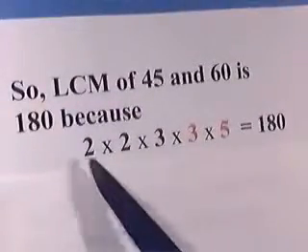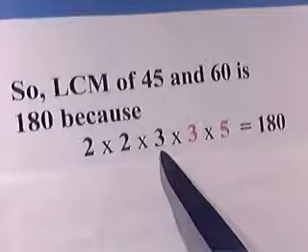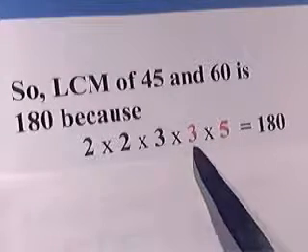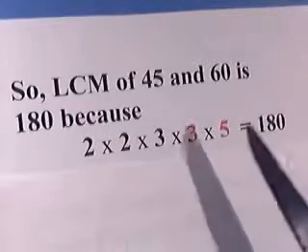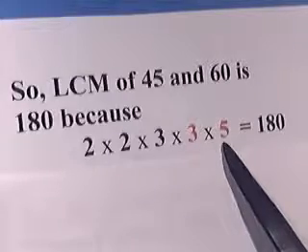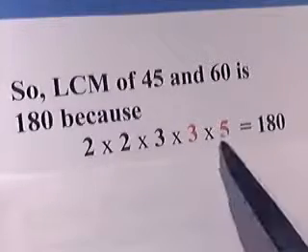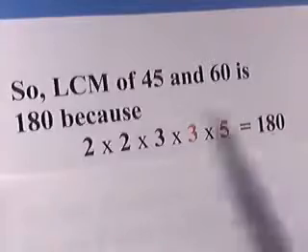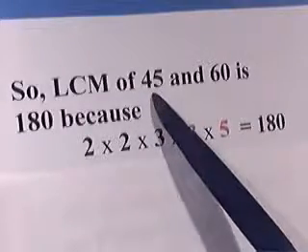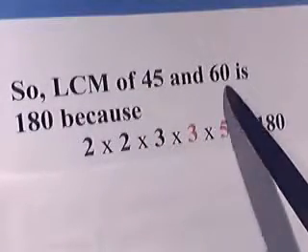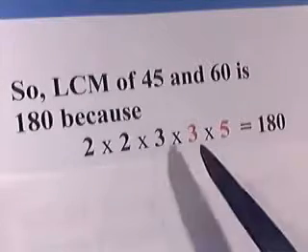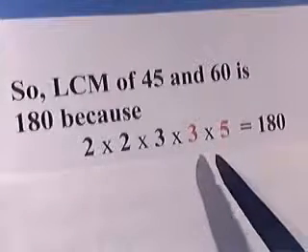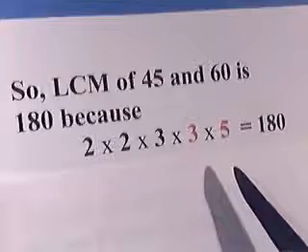There's the 2 and the 2 and the 3 which are included. That's the common 3 to both lists, and that's the common 5 to both lists. Multiplying them all together gives 180. You have now found the lowest common multiple of 45 and 60 using the prime factor method. A very, very powerful method.